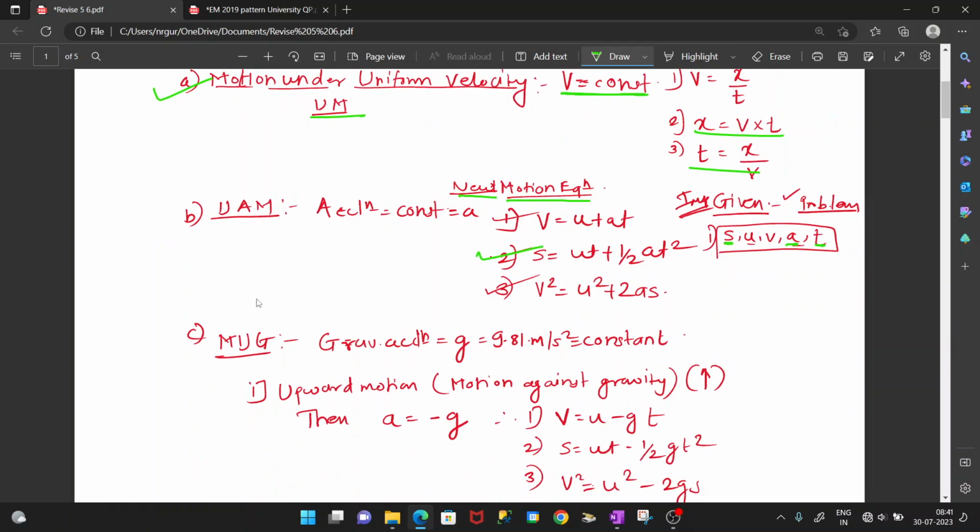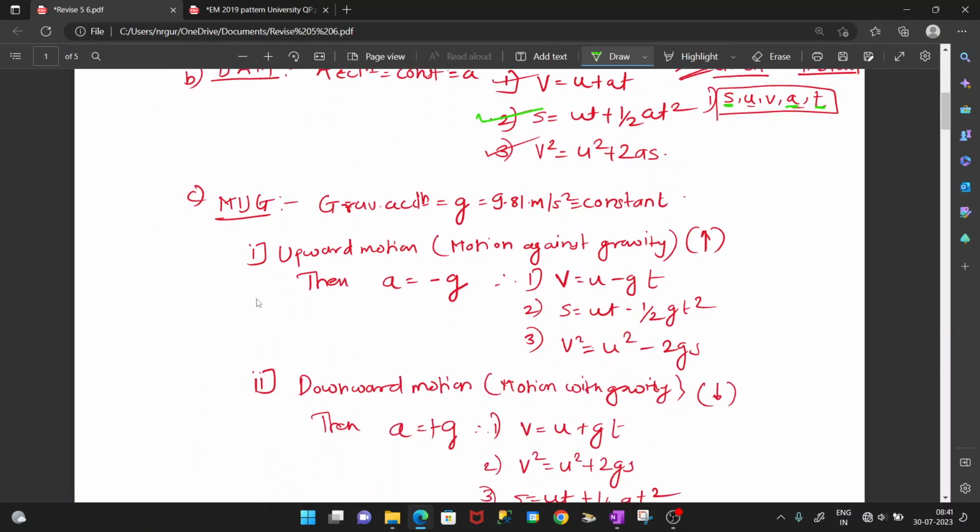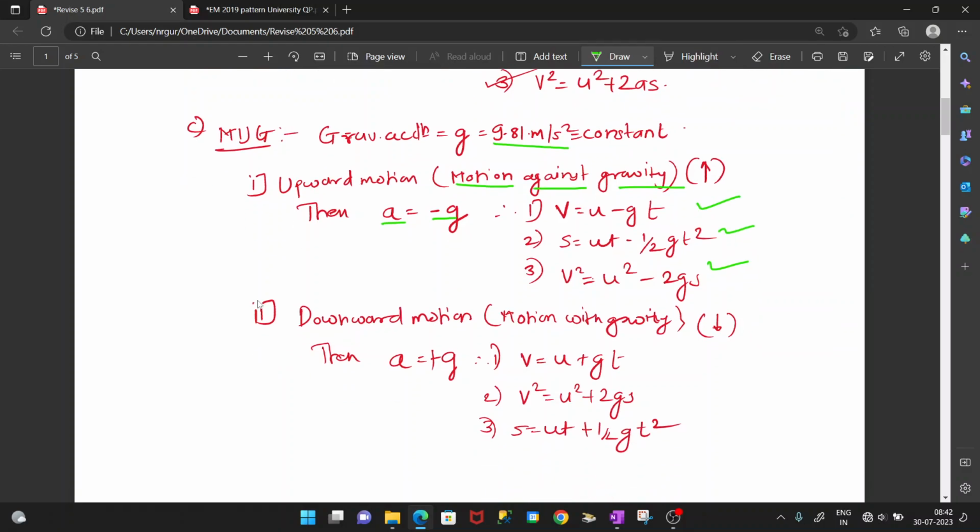Then third type is motion under gravity. So this is again the same. Here, the constant acceleration is gravity, and it has the value of 9.81 meter per second square. If upward motion of the particle is considered, that is motion against gravity, then a should be taken as minus g. So your formula will become like this, three formulas. Similarly, if the downward motion of the particle is there, then a should be taken as positive g, and these three formulas we will get.